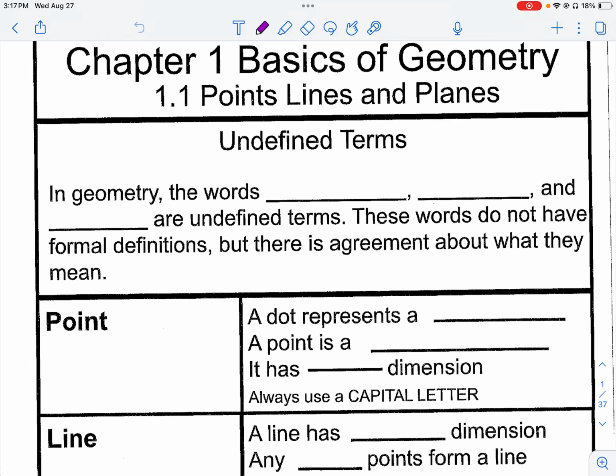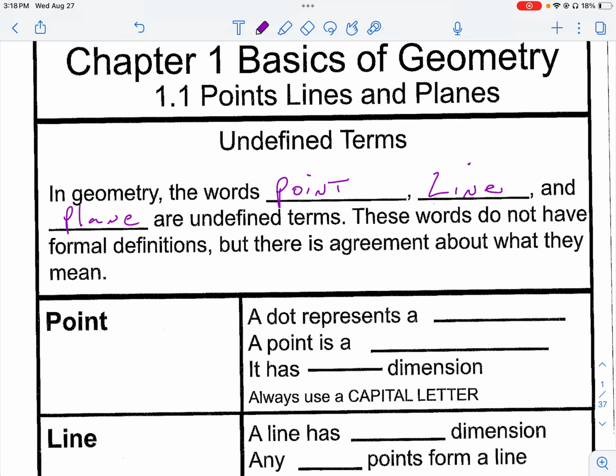In geometry, the words point, line, and plane are what we call undefined terms. These words do not have formal definitions, but there is an agreement about what they mean.